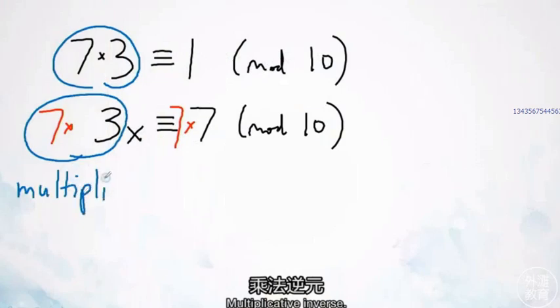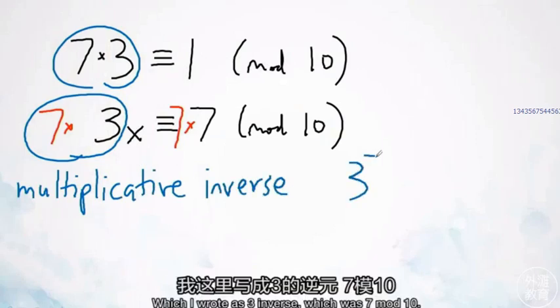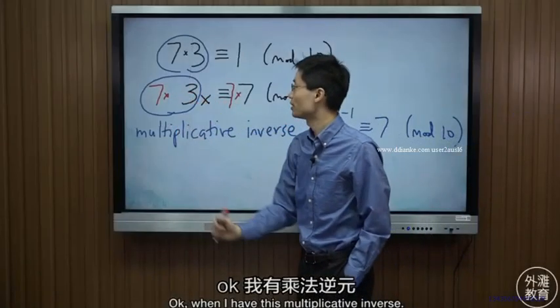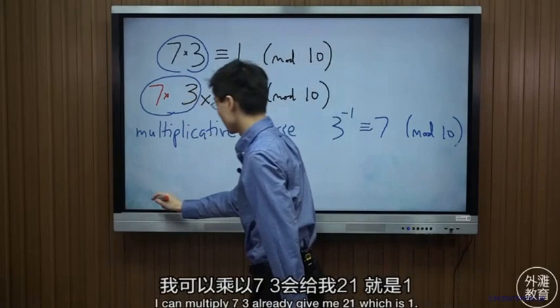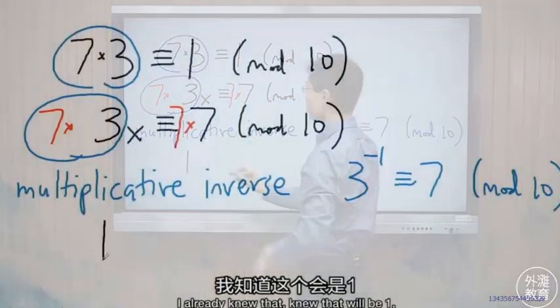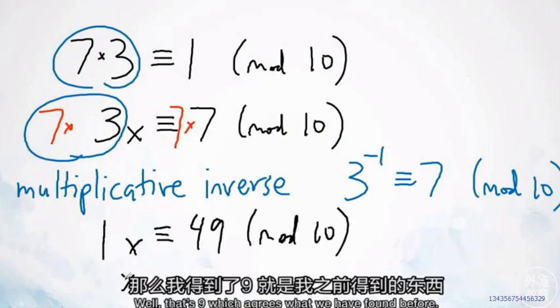Multiplicative inverse, which I wrote as 3 inverse, which was 7 mod 10. So when I have this multiplicative inverse, I can multiply. 7 times 3 already gives me 21, which is 1. I already knew that would be 1. 1x is 7 times 7, 49. Mod 10, that's 9, which agrees with what we had found before.